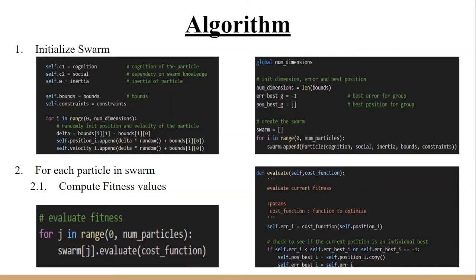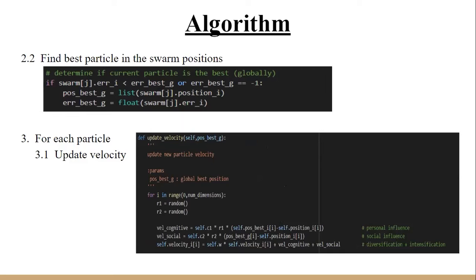Initially we initialize the positions and velocities randomly depending upon the bounds, and then we initialize a swarm with a number of particles, say 30 or 60. Then for each particle in the swarm, we compute its fitness value. How is the fitness value computed? For each particle, we calculate its value for the cost function, the function that we are trying to optimize, and then we see if the error is lesser than its best error. If it is, then we assign the new error as the best error.